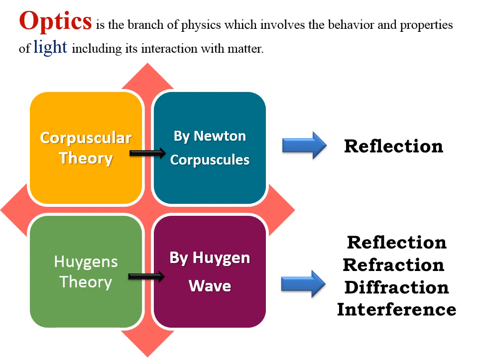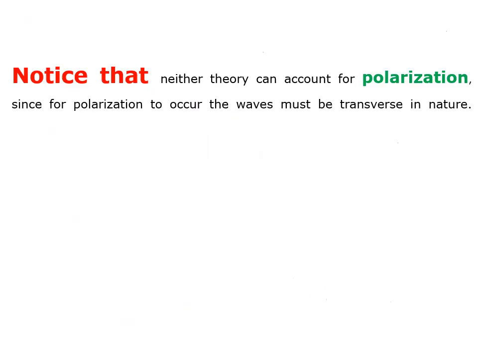One another important concept of light interaction is there, or we can say one of the optical phenomenon is missing over here in both the theories, or we can say both the theories can't explain that particular phenomenon. Can you guess what was that, or what is that? So that is nothing but polarization.